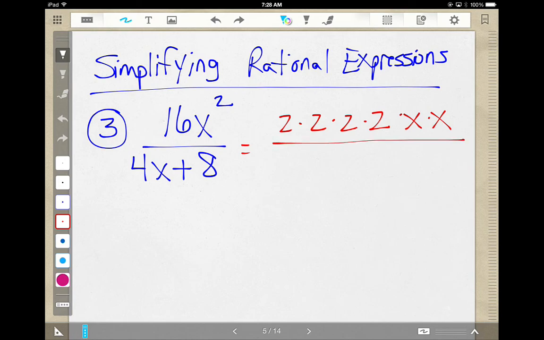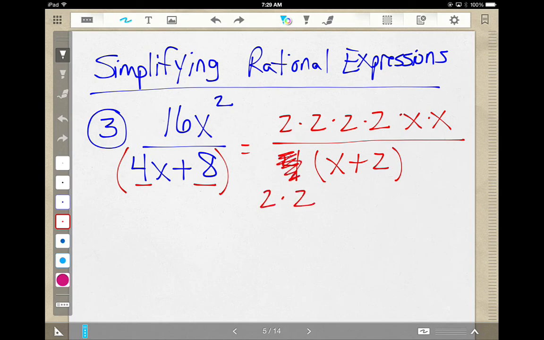For the denominator, all I can see is that there's a common factor of 4 because this is one group. So I have to factor the group. I can factor out the common factor of 4, leaving me x plus 2. Well, 4 is the same thing as 2 times 2, so let me rewrite it that way.